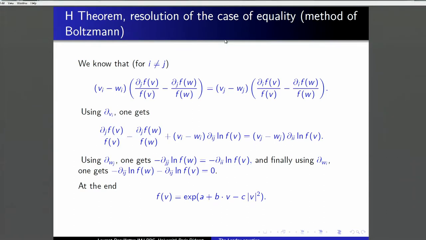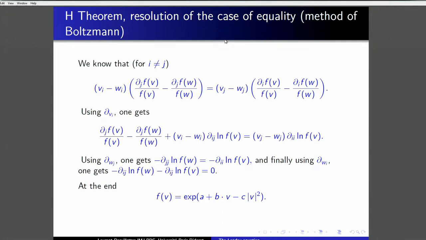Let's now come back to the equation here and take a derivative with respect to wi. So if you do that, this term cancels. This one becomes minus dij of log f of w. In this one, only this term has a contribution, and it's minus dij log f of v. And in this one, there is no wi, so it cancels. So you end up just with this. And here, once again, you get a link between the second derivatives of log f, but this time, those are the second derivatives which are taken with respect to different indices i and j.